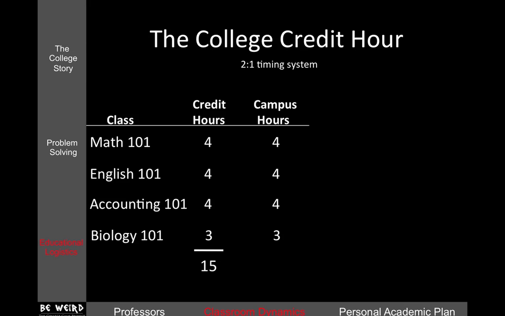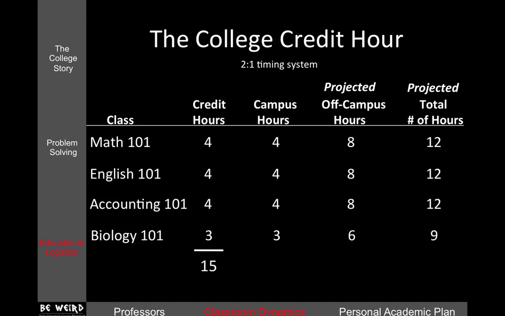This is pretty straightforward. Also included in that formula is the projected number of hours she's going to spend off campus per week. For every 1 hour she's supposed to be in a seat, it's projected she'll spend 2 hours off campus studying or doing class-related materials for that course. So if we total these two up, what we see is the projected number of hours per week per class. This is how the credit hour was originally devised.